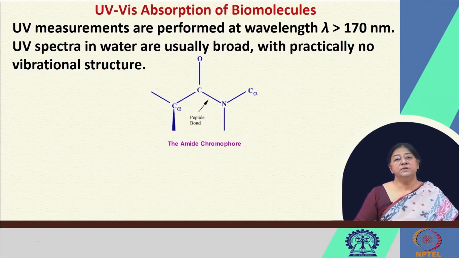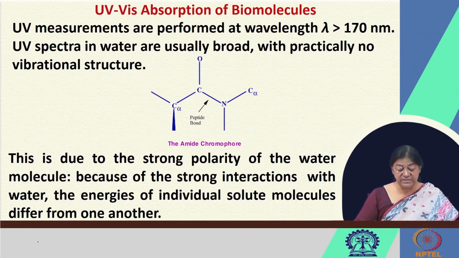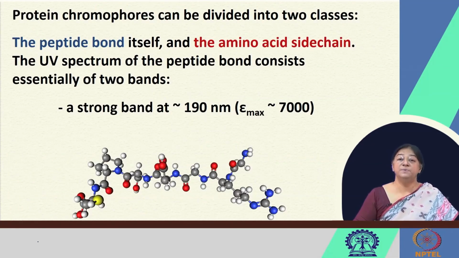If we look at the UV visible absorption of biomolecules, we looked at the UV spectra in water. Considering that most of the protein solutions that we make are in a buffer solution, we have no vibrational structure, but we have the peptide bond that is also a chromophoric moiety in formation of the amide chromophore. The strong polarity of the water molecule sometimes gives us a broad spectra with no vibrational structure per se, because with the water the energies of the individual solute molecules differ from one another. But nevertheless, we do get specific information.